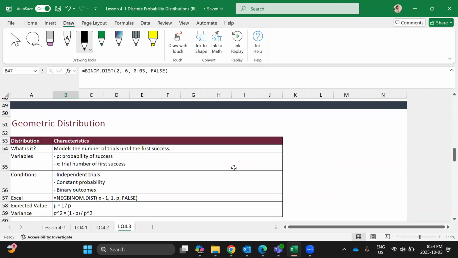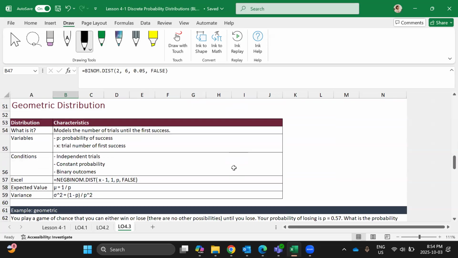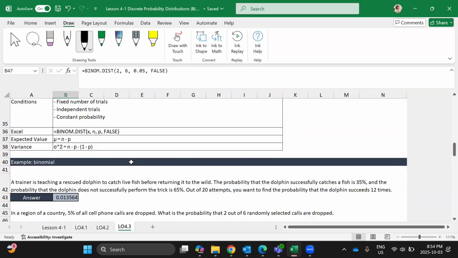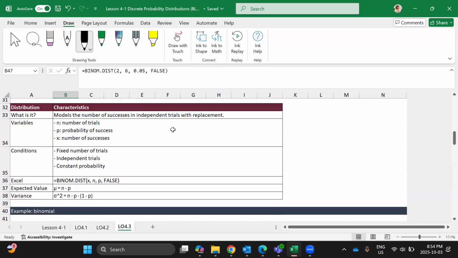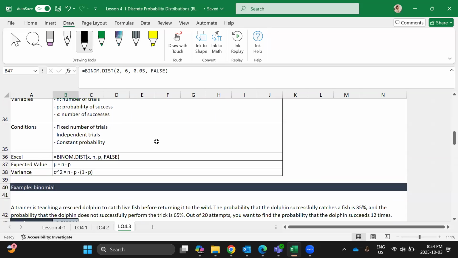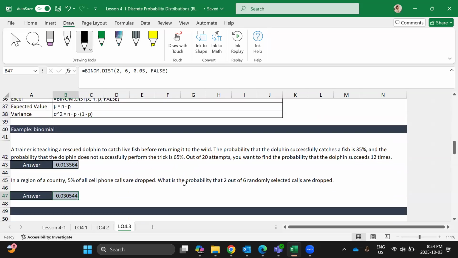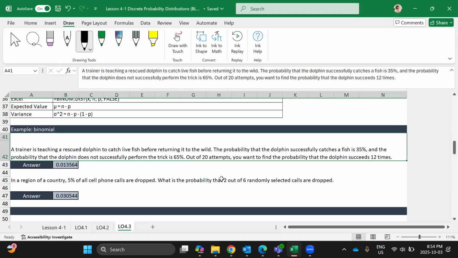So a less common distribution we're moving on to next is called the geometric distribution. Geometric is different because it can continue for a longer time because it's modeling the number of trials until you succeed. So for the binomial, you have to have a fixed number of trials. What that means is you definitely have 6 calls, or the dolphin will attempt the trick 20 times.